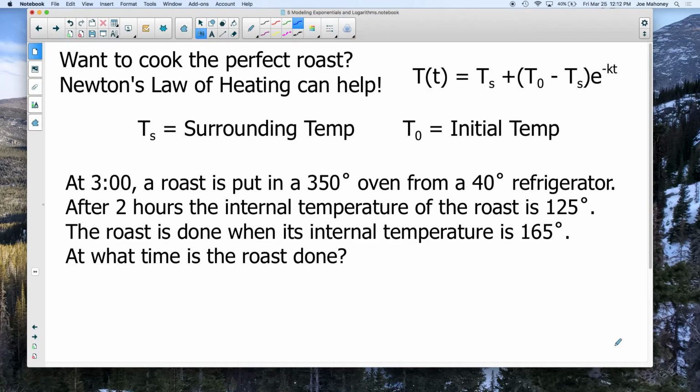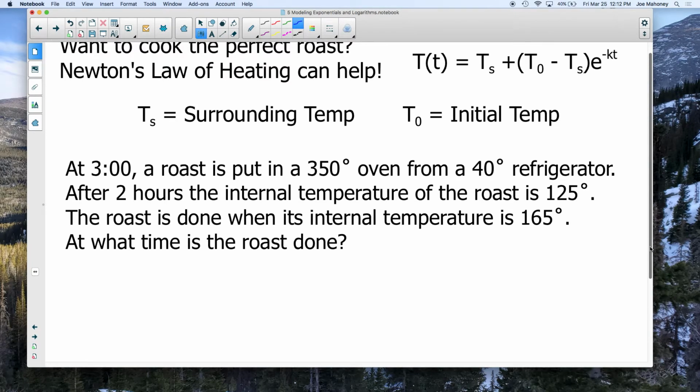So at 3 o'clock, we're going to put this roast in a 350-degree oven. Right now, the roast is 40 degrees, because it just came out of the fridge. You throw some seasoning on it, you throw it on a pan, you throw the pan in the oven. After 2 hours, you stick the meat thermometer in, and the roast is now 125 degrees. We want to cook it so it's safe, so we're going to raise its internal temperature to 165. What time is that? Hey, pause this. See if you can figure it out.